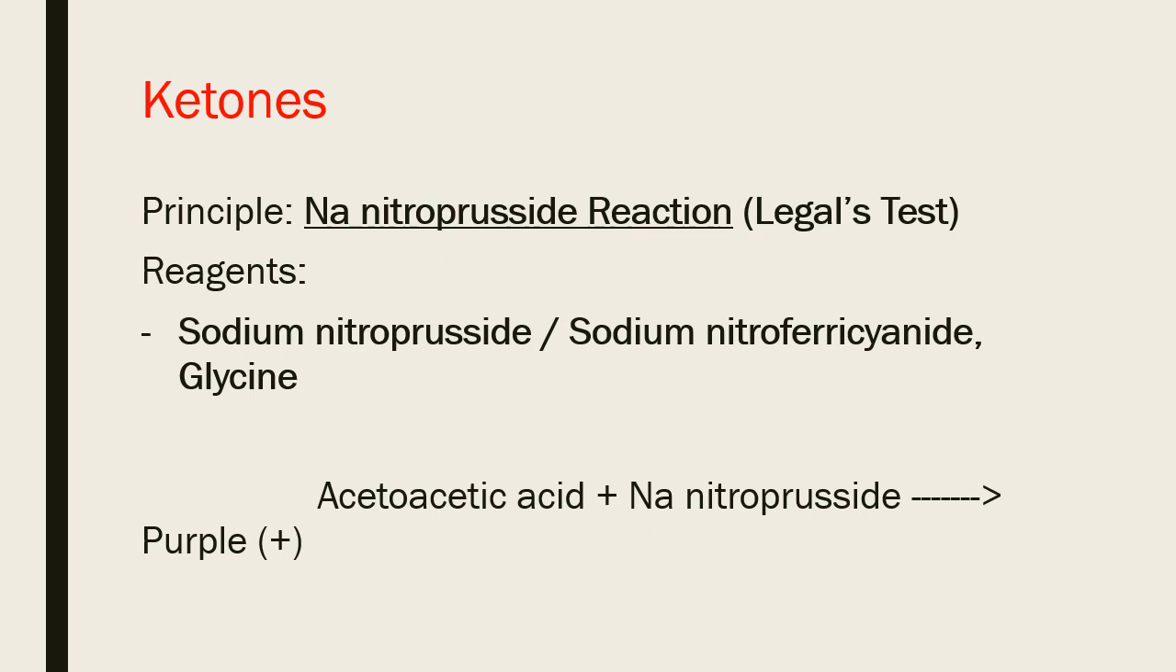Of course, you have your acetoacetic acid plus your sodium nitroprusside, and that will give you a purple color. When you use sodium nitroprusside only, it will detect your acetoacetic acid only. If there is an addition of glycine, it will detect your acetoacetic acid and your acetone. The positive result for your sodium nitroprusside reaction test for ketones is a purple color.